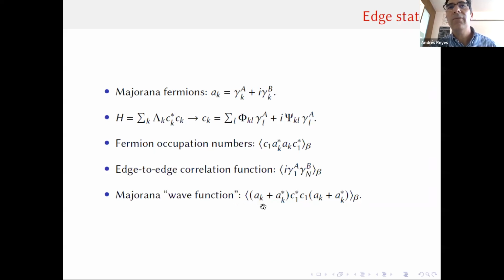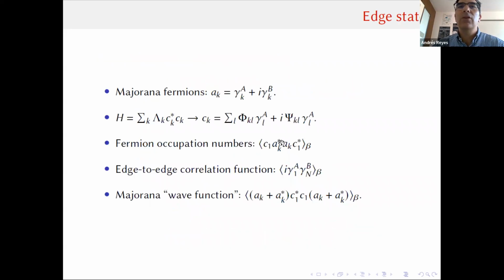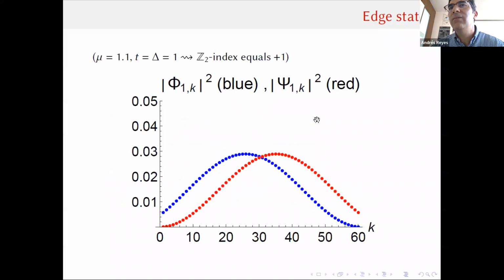So what I have used is this version where I take the Majorana wave function, so to say. So it is this type of correlation function that will tell you about the existence of edge states. Just to illustrate what happens here, let me show you plots of these correlation functions, which boil down to plotting the coefficients phi and psi. The coefficients of the type phi 1k are displayed in blue color.